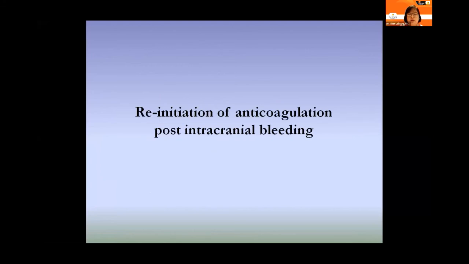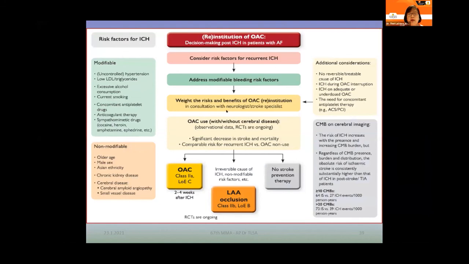What about reinitiation of anticoagulation after intracranial bleeding? We can assess the risk of recurrent ICH, and we have to address the modifiable bleeding risk factors. We need to weigh the risk and benefit of reinstitution of the OAC. If the risk is low, we can restart oral anticoagulation 2 to 4 weeks after the ICH. If there is risk, we can offer left atrial appendage occlusion to avoid stroke in patients with ICH and AF, or we can choose no stroke prevention therapy, according to the patient's risk of recurrent stroke and risk of fatal intracranial hemorrhage.